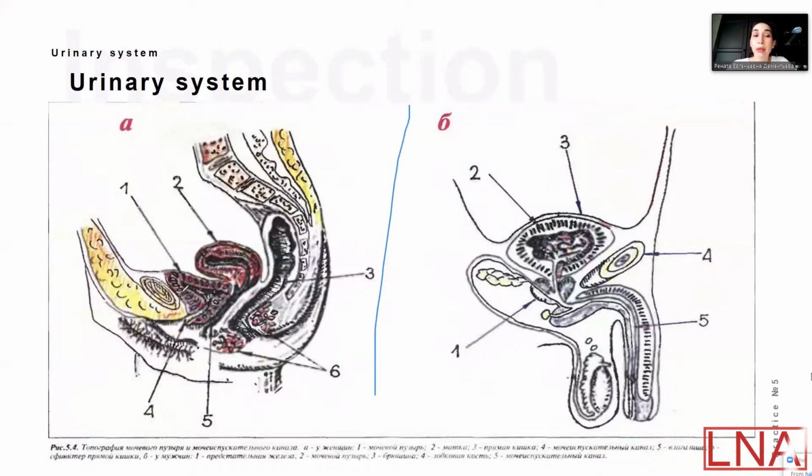So, if we look at this, it will be understandable to you that the shorter and intact anatomy of the female urethra is already a host factor for developing inflammation. Look at picture B, it's the structure of the male urethra, and the main pathophysiological point there is the prostate gland, because the initial part of the urethra goes through this gland.